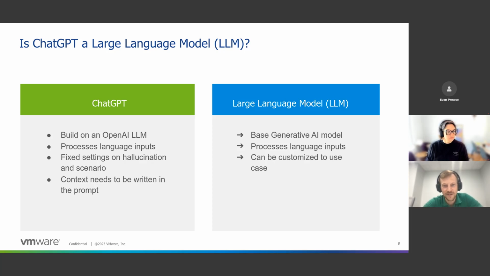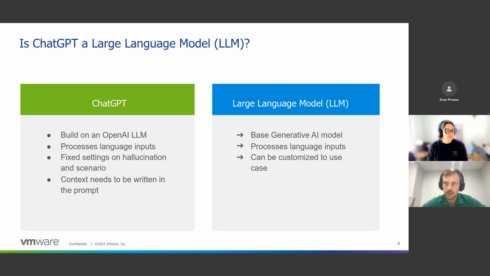Another one I get quite a lot is, is ChatGPT a large language model? It's quite a foundational understanding to break these two out. So ChatGPT really is a generative AI product, or powered product, built on a large language model that's created by OpenAI. It processes language inputs in the form of chat. It has fixed settings on its scenario and why it's giving you an answer, and also on the amount of hallucination it's allowed. So this is why we get funny ChatGPT answers that kind of go crazy.